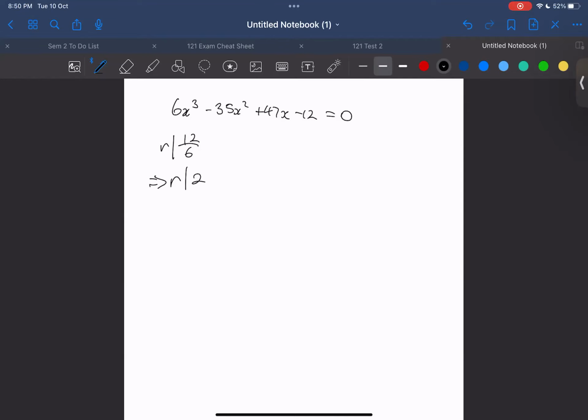Is that? No. Hey, do you know what you're talking about, bro? I think this is all wrong. This is all wrong. Bro. No, the rational root theorem, right?